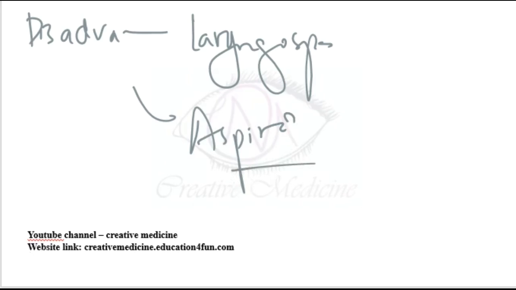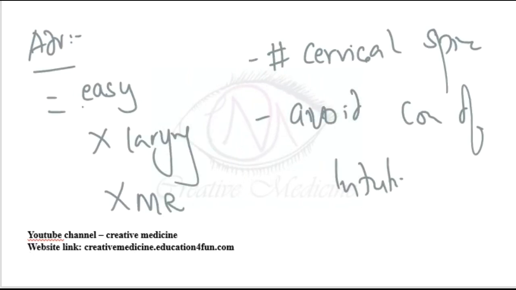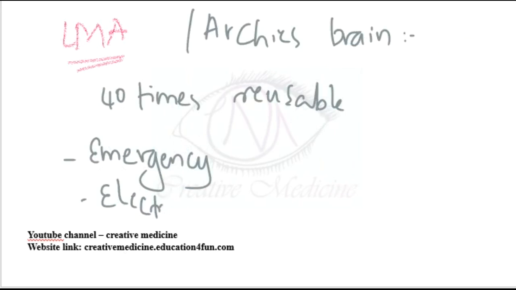Laryngeal mask airway was found out by Archie Brain, so it is called as Brain's mask airway. It is a supraglottic airway device. It is easy and faster to insert. It is less invasive. So this laryngeal mask airway is an emergency airway. It can be used for emergency techniques, or it can also be used for elective techniques.